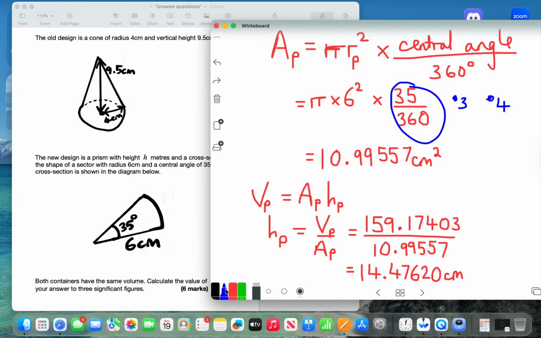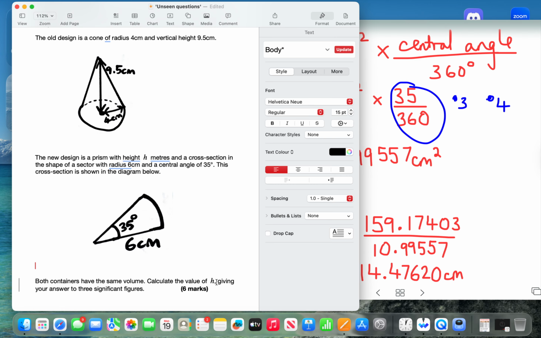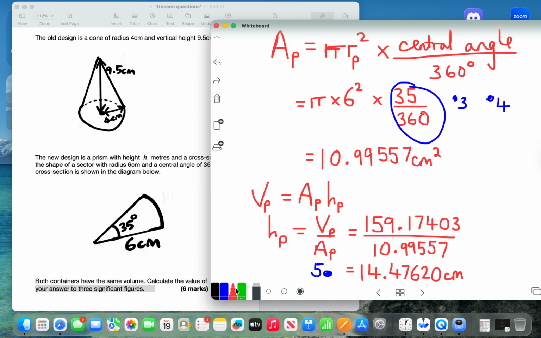And this would be the fifth mark for this, and the last mark is for finding the answer to three significant figures. You always want to read the question and check, does it give you a direction on rounding? Sometimes it won't, sometimes it will. In this case, they ask you to round it to three significant figures, so you need to do that to get the last mark.